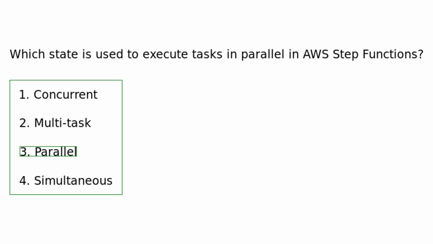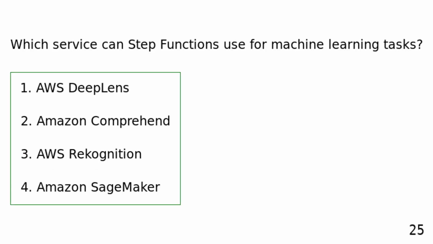The parallel state in AWS Step Functions allows you to execute multiple branches of tasks concurrently, enhancing efficiency in workflows with independent subtasks. Which service can Step Functions use for machine learning tasks?